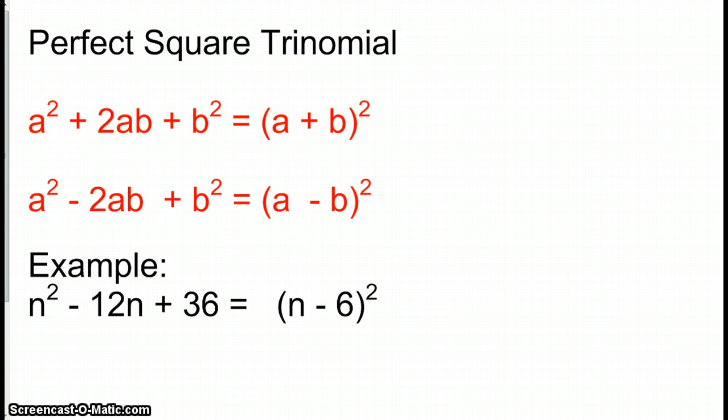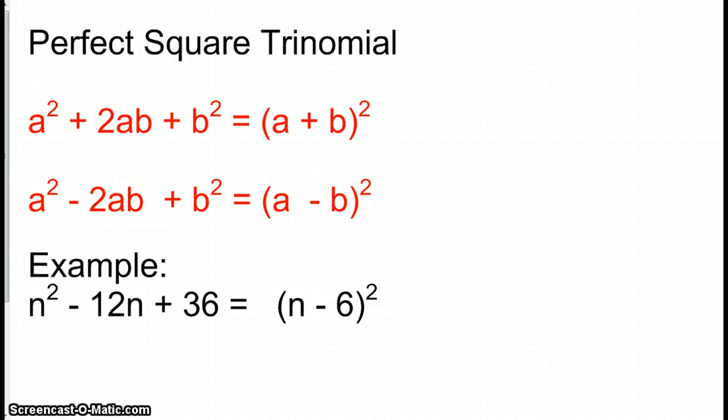The other pattern we want to take a look at is the perfect square trinomial. Again, you've seen this pattern before, only in reverse. This pattern says that a squared plus 2ab plus b squared equals a plus b squared. And a squared minus 2ab plus b squared equals a minus b squared.